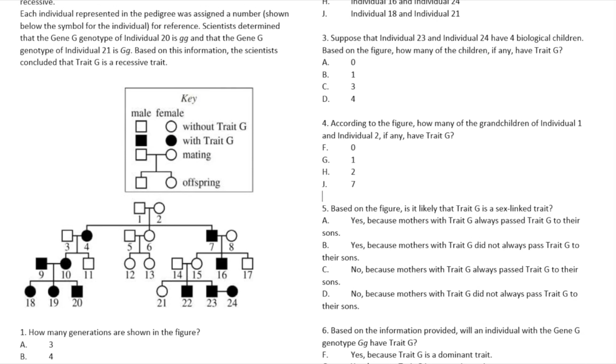Question 4 says, according to the figure, how many of the grandchildren of individual 1 and individual 2, if any, have trait G? So let's go to the figure and examine. Up here are 1 and 2. One level below them are their children, and one level below them are the grandchildren of 1 and 2. The bottom level are the great-grandchildren of 1 and 2, but we're interested in this case only in the grandchildren.